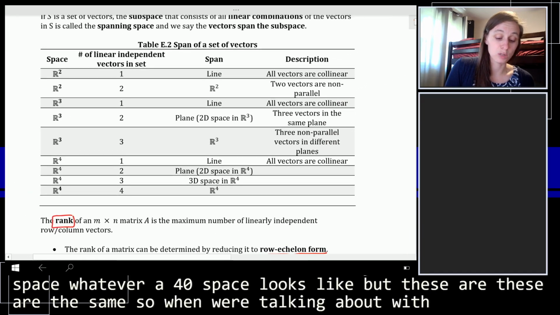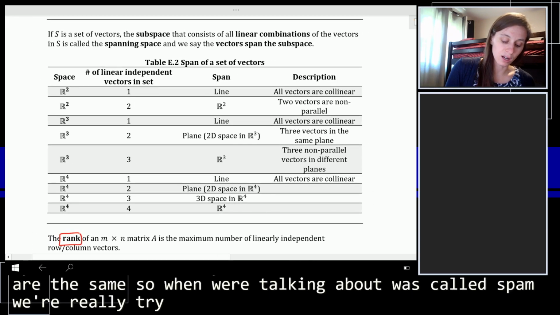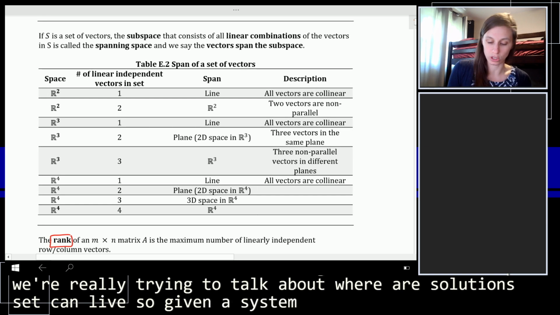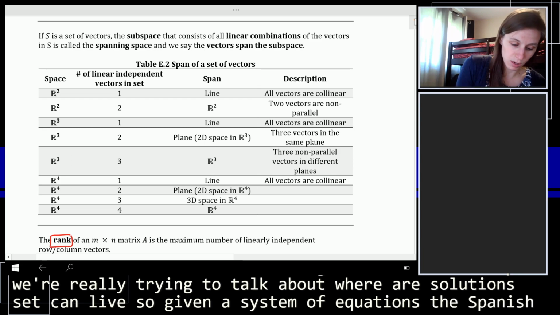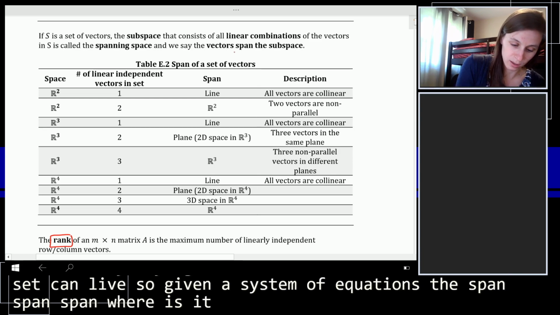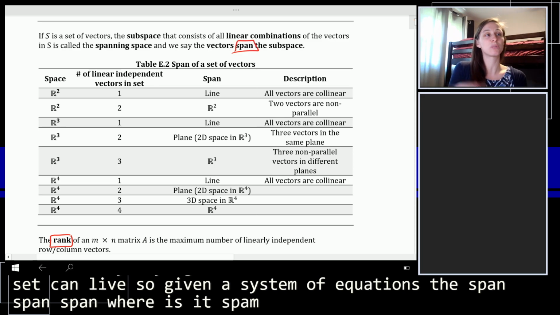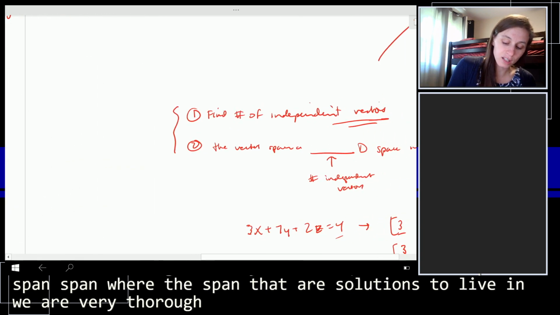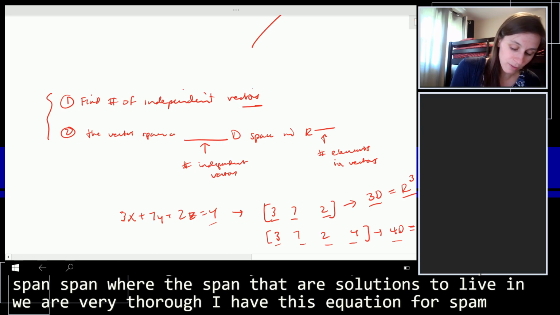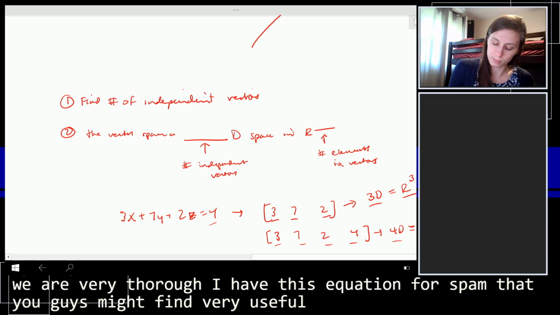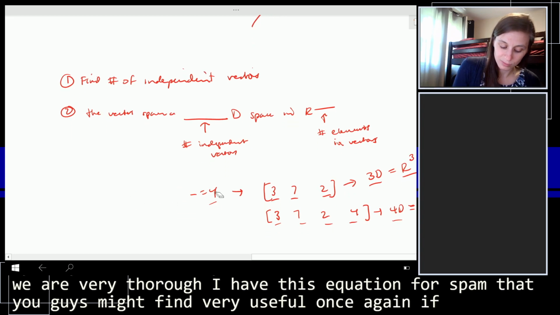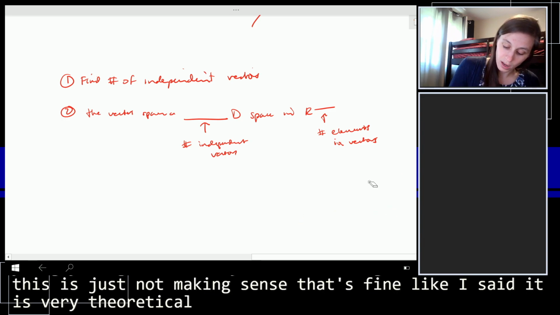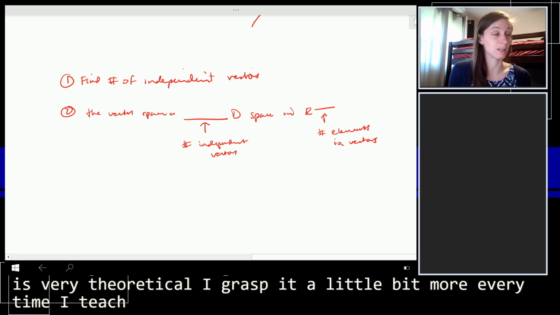So when we're talking about what's called span, we're really trying to talk about where our solution set can live. So given a system of equations, the span, where is it? Span, here we go. There's the word span. The span is the space that our solutions can live in, okay? We are very theoretical. I have this equation for span that you guys might find very useful. Once again, if a lot of this is just not making sense, that's fine. Like I said, it is very theoretical. I grasp it a little bit more every time I teach, but that's because I'm being reintroduced to the material.